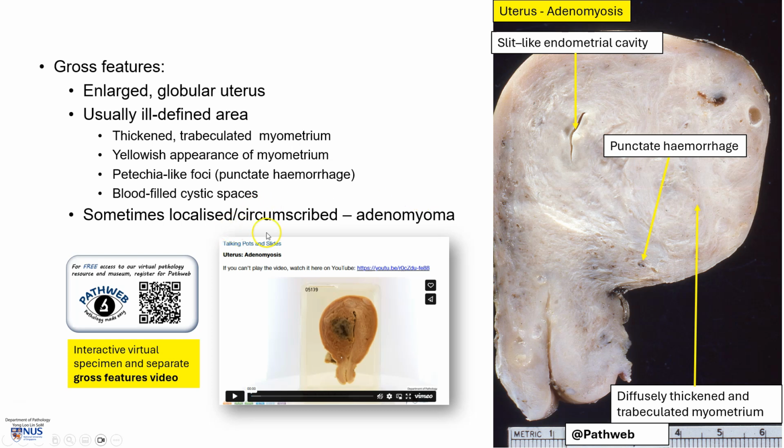Occasionally, this whole process may be more localized or circumscribed, and this is known as an adenomyoma. There is a separate video describing the gross pathological features of adenomyosis that can be found in this channel as well as in Pathweb.